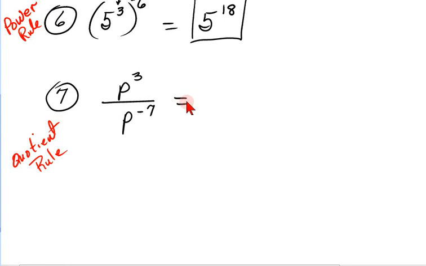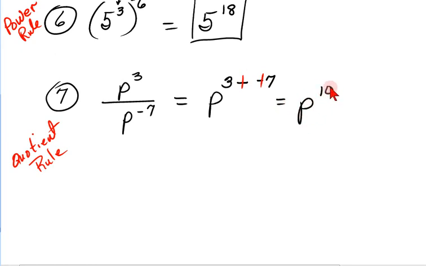Y'all told me it's a quotient. What do you do with the exponents when it's a quotient? Subtract. So you take the numerator exponent, you put down your subtraction sign, and you write down the denominator's exponent. I can't tell you how many people just combine those and say it's -4. But if you did that, you used addition rules to get that. You need to subtract. What happens when you have a minus? You end up doing plus, plus, plus. So this becomes p to the 10th.